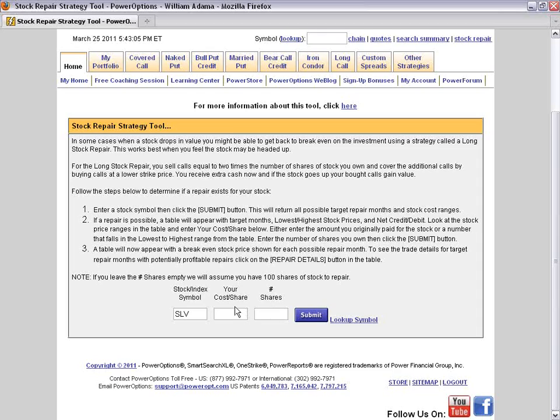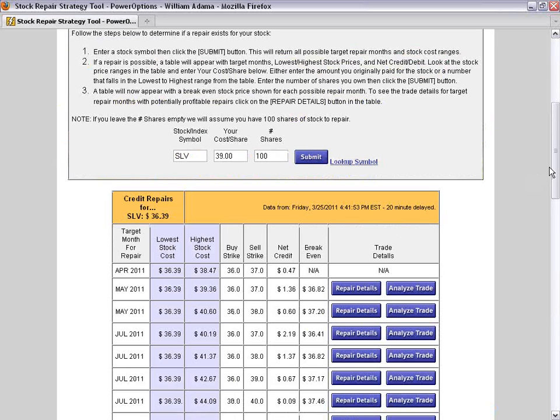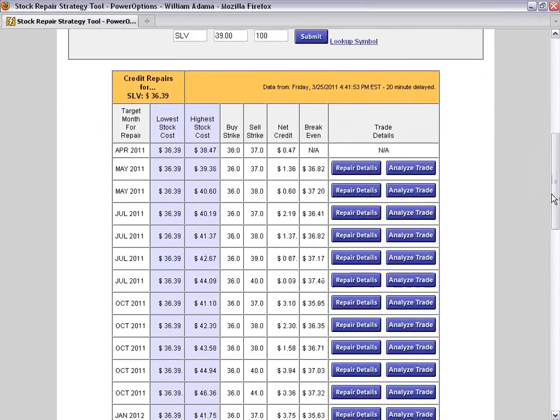Let's see, silver ETF was at 36.39, right? What would happen? I know you probably have a bigger loss, or you might unfortunately have a bigger loss than this, but let's say we had SLV at 39. We just had 100 shares, and it's now dropped to 36.39. Okay, so what the repair tool is showing me is we have an unrealized loss right now of about 8.5 to 9% or so. We put in that we bought stock at 39. It's currently trading at 36.39.